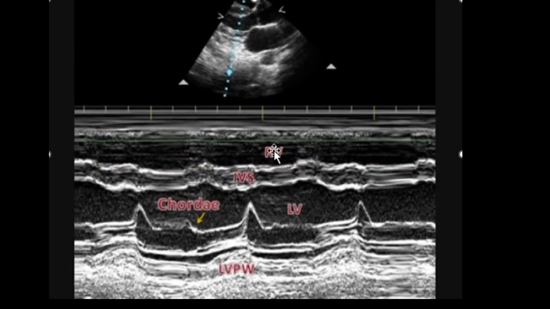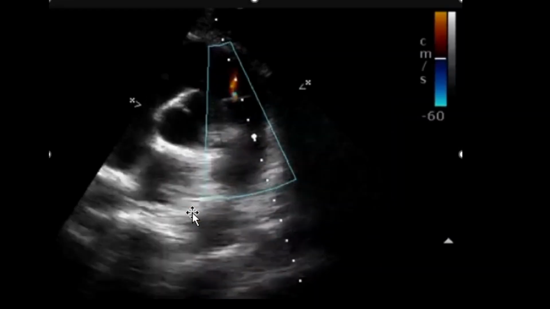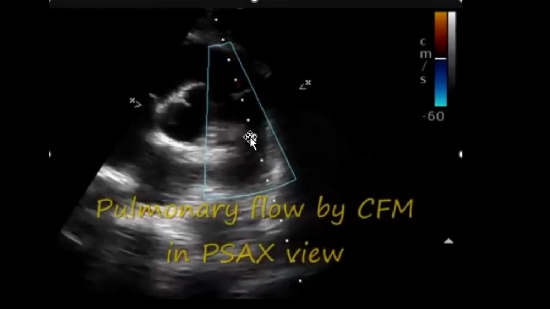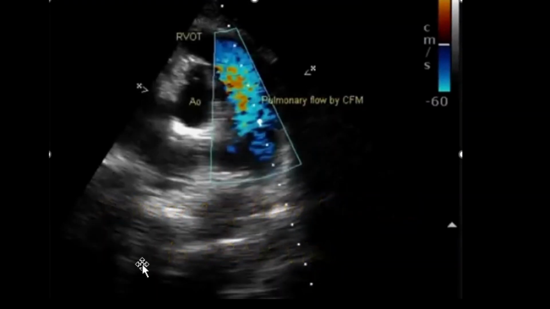Right ventricle, interventricular septum, chordae. This is a parasternal short axis view, which has been labeled right ventricular outflow tract, cross section of the aorta, pulmonary blood flow by color flow mapping. You can see that it is predominantly bluish color because it's going downwards away from the transducer. This is the right ventricular outflow tract.